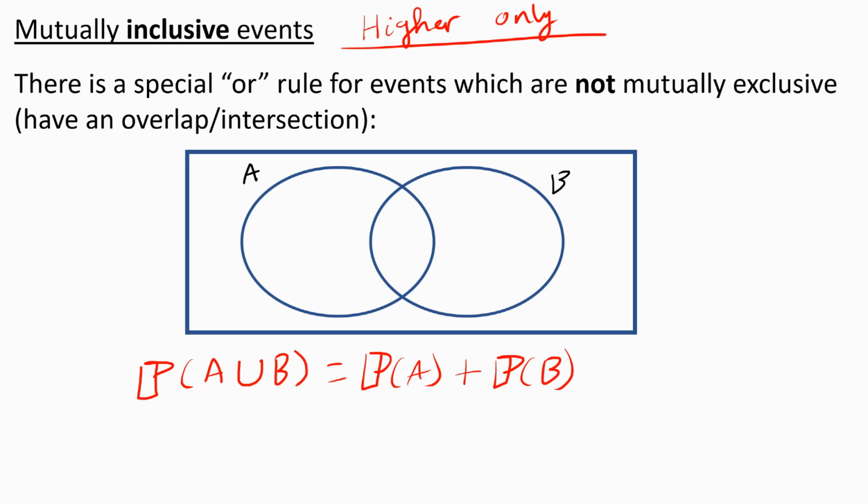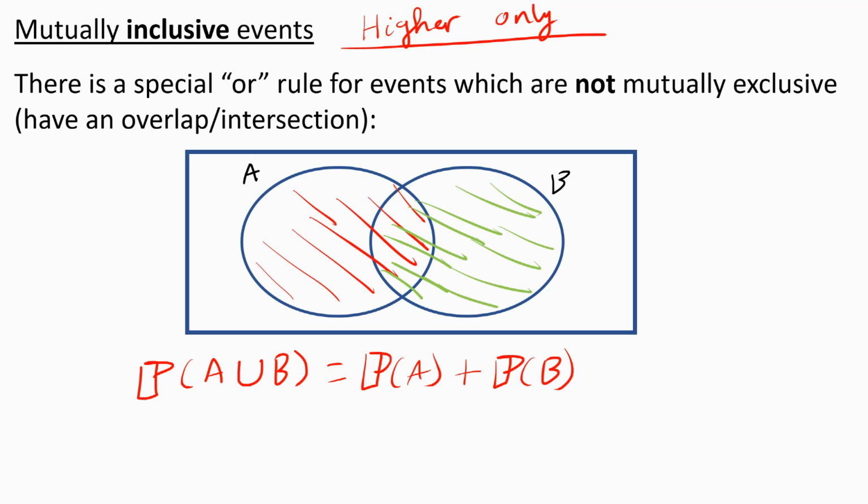But the thing is, if you consider the A circle and you consider the B circle, if you just add up probability of A and B, you should notice that the overlap has been shaded twice, right? It's been shaded, you can see red and green in it. It's been shaded twice. So in order to just have the probability of A or B or both, we need to subtract that overlap so that it's only actually shaded once.